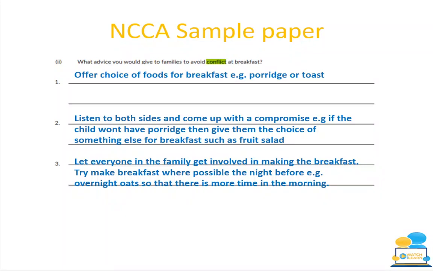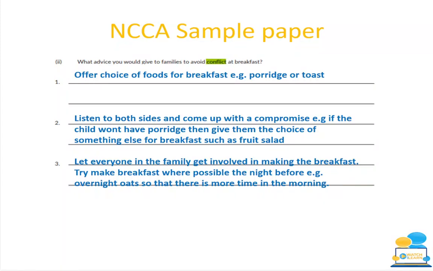Sample answer 2, listen to both sides. So come up with a compromise. For example, if the child won't have the porridge, then give them the choice of something else for breakfast, such as fruit salad. That way, the child thinks they're winning, and the adult is actually winning as well, because the child is actually getting some nutrients into their body before they leave for school.